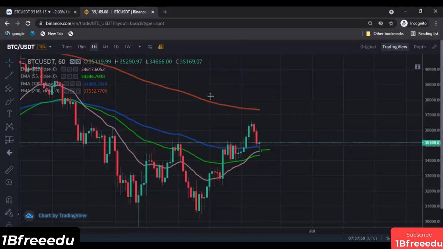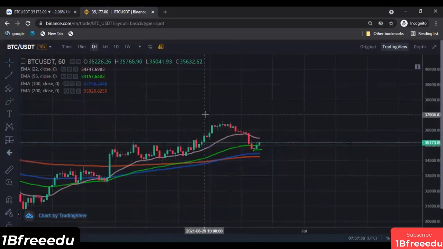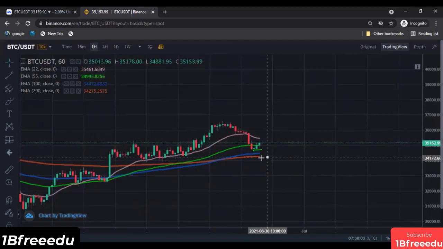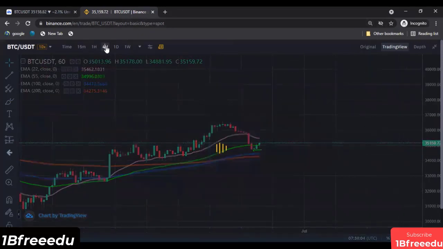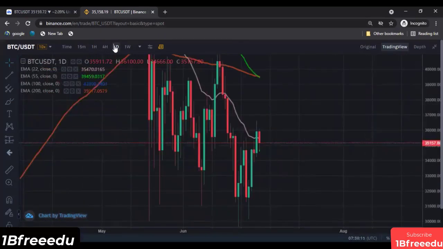Like if you can see in a 1 hour time frame, if the chart will load, yeah. In a 1 hour time frame, it has successfully broken it. But now we would need it in a higher time frame, such as 4 hour, and then in a 1 day time frame.